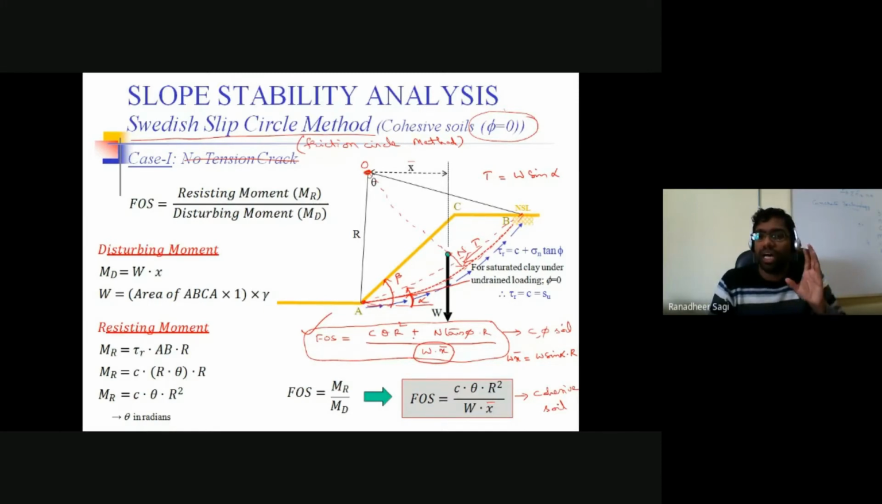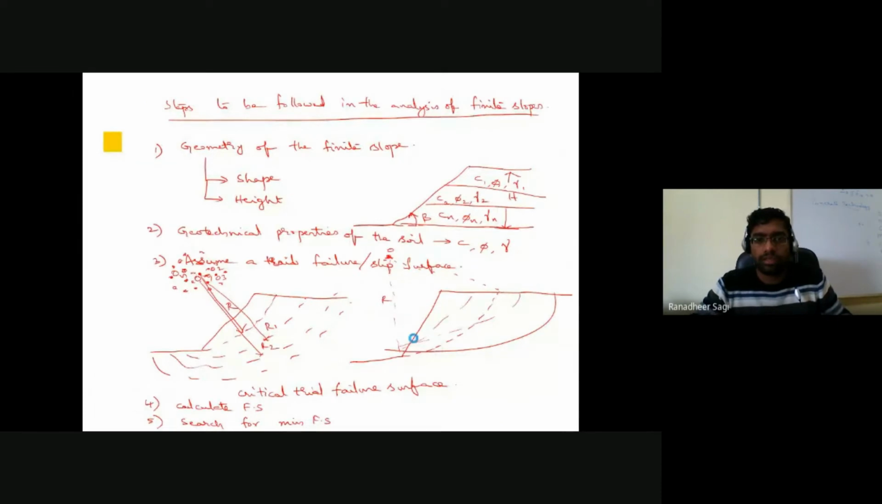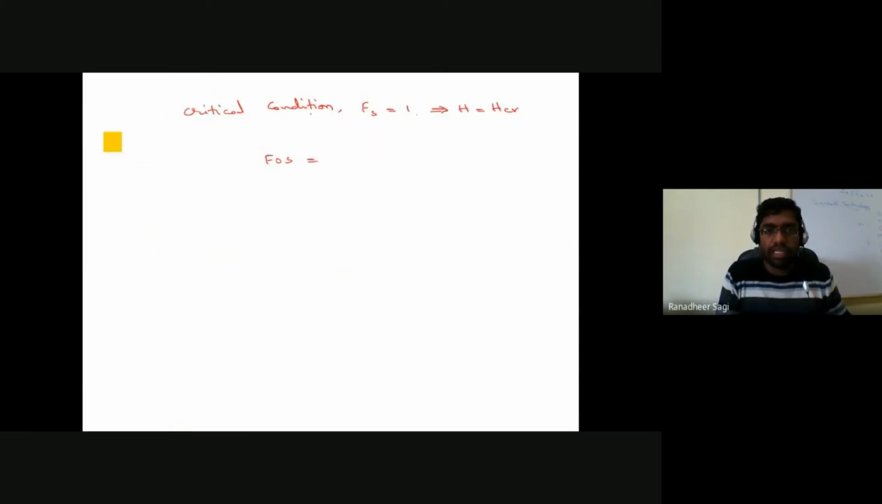Understand the logic behind how those expressions are represented, and you can go on to play with that set of expressions according to your own way of writing them, ultimately to calculate your factor of safety. Okay. So let me quickly come here to understand the expression c into theta into R square plus N into tan phi into R divided by W into x bar.